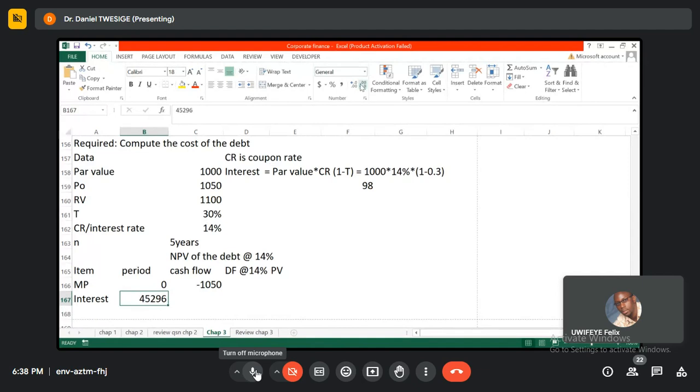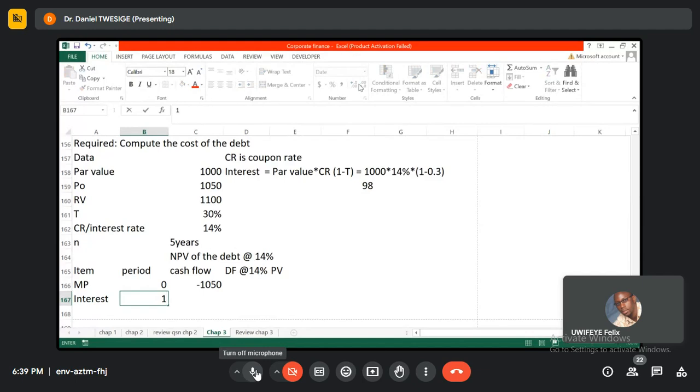Why did you make the market price negative? It is because it is in period 0. That's the money you are going to invest in the debt. It is regarded as an investment. Yes, that's the money you are investing, the amount you are paying to buy the debt.